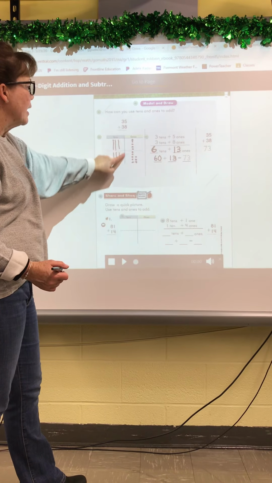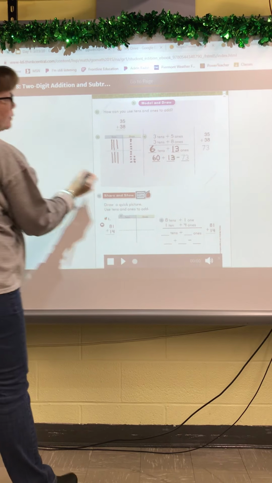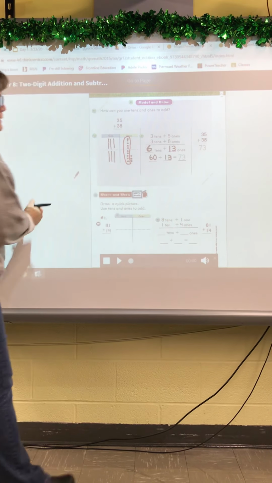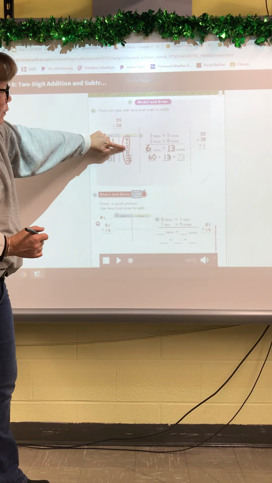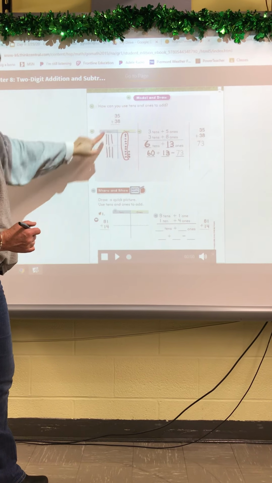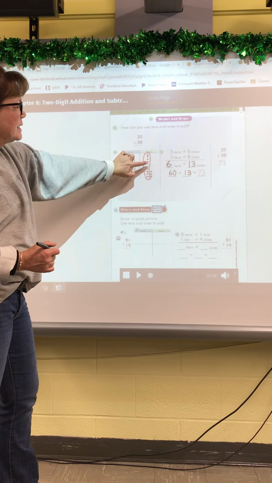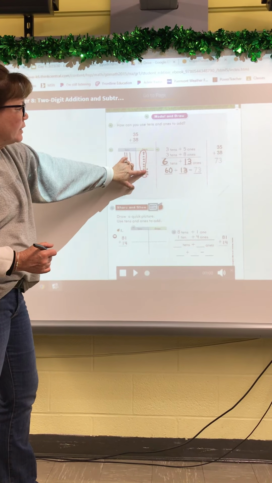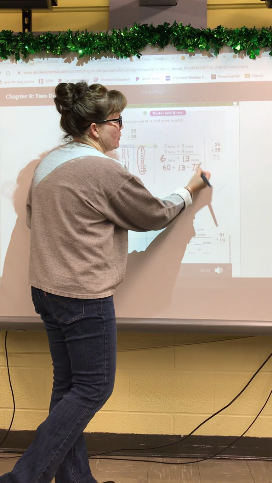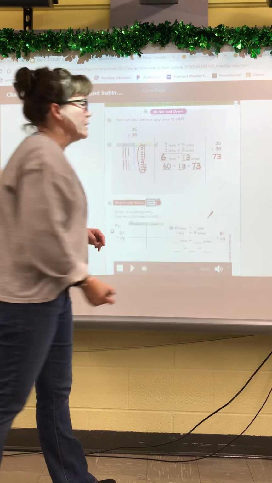So if we counted that up together, you're going to see, let me change colors so it stands out for you, that right here we've made a whole new group of 10. 1, 2, 3, 4, 5, 6, 7, 8, 9, 10. So this is a new stick of 10. 10, 20, 30, 40, 50, 60, 70, 71, 72, 73. Therefore, our answer is 73.